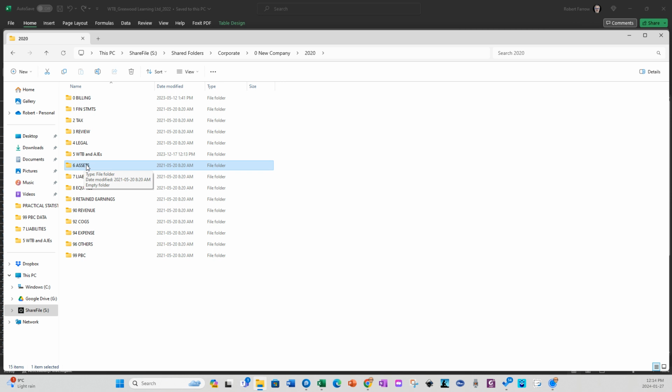The structure looks like this: assets, liabilities, equity. So that's folder number 6 for assets, folder number 7 for liabilities, folder number 8 for equities, folder number 9 for retained earnings. And then we have revenue at 90, cost of goods sold at 92, expense at 94, other at 96, and PBC stands for prepared by client. This is the data usually that our client gives us. We stick it here and then try and figure out what it is and put it in the appropriate folder to support our working papers.